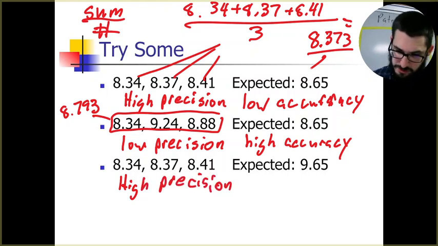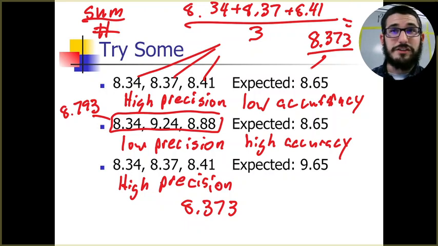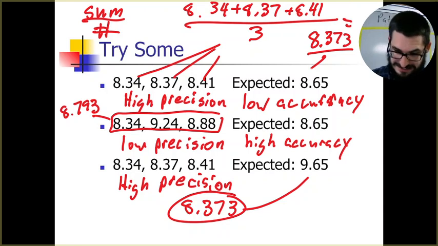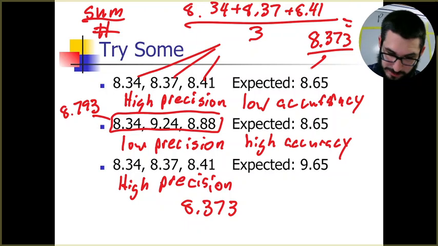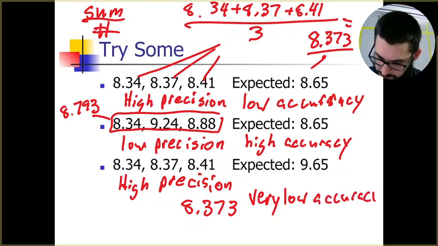Find the average. When you do that, you get 8.373 repeating as my number here, and compare that to this, and it's even further away. So this is what I would call very low accuracy.